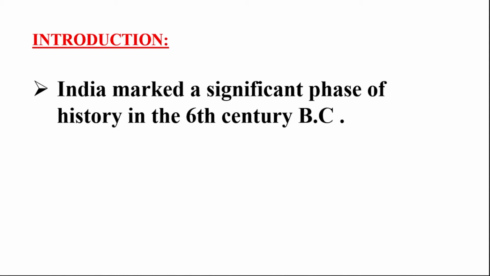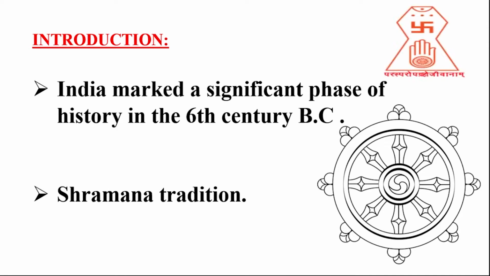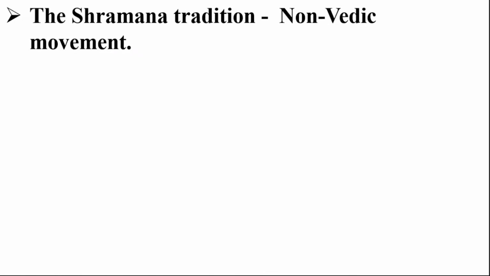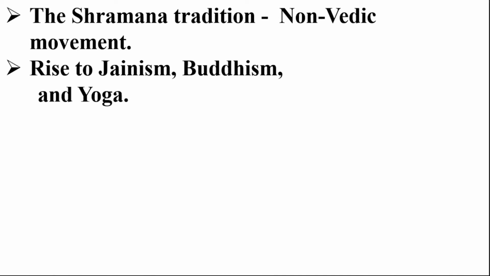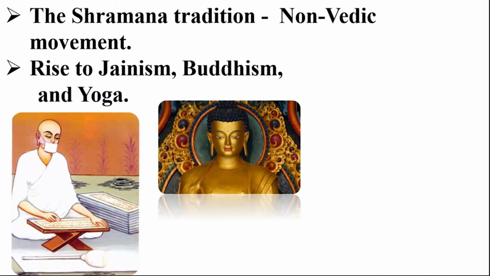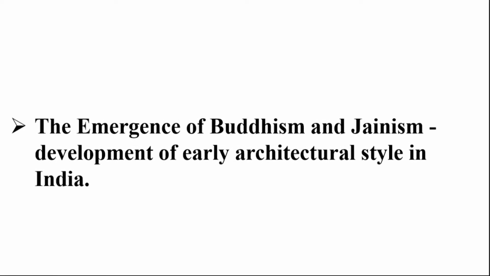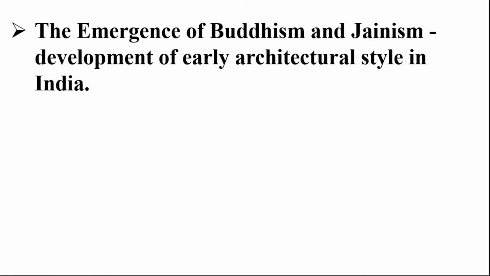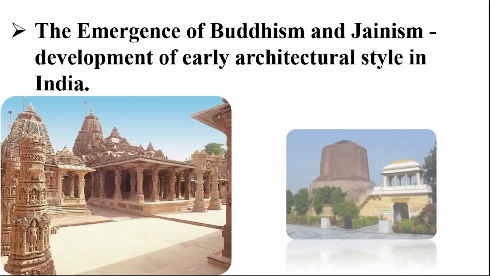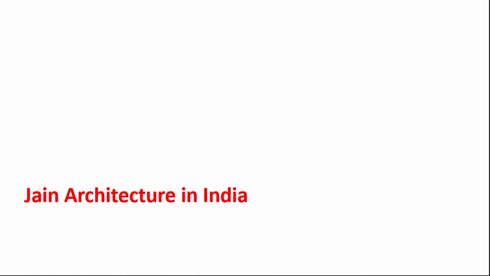India marked a significant phase of history in the 6th century BC with the beginning of new religious and social movements. It gave rise to Jainism, Buddhism and Yoga. The emergence of Buddhism and Jainism contributed to the development of early architectural styles in India. Now we are moving to Jain architecture in detail.